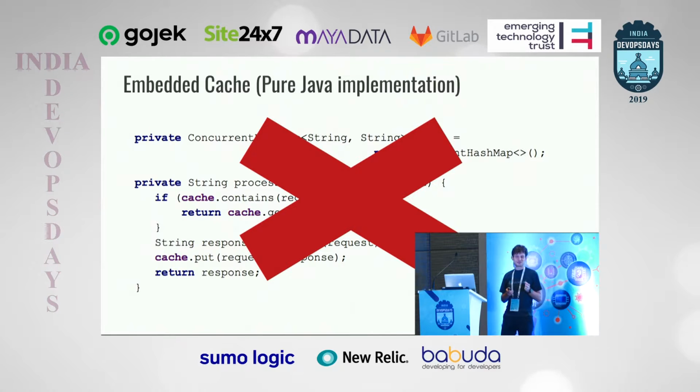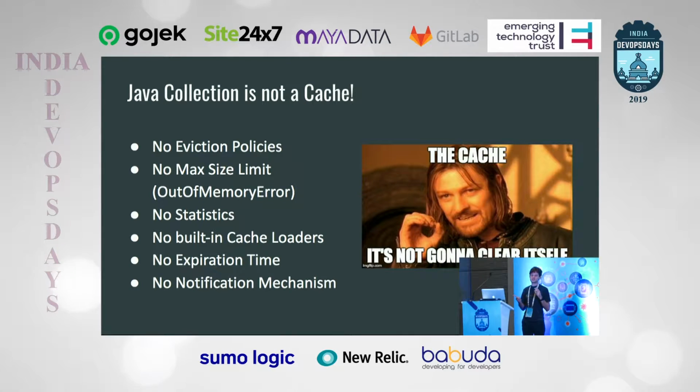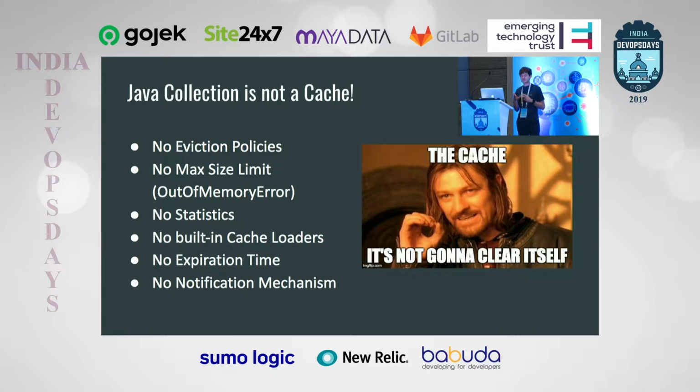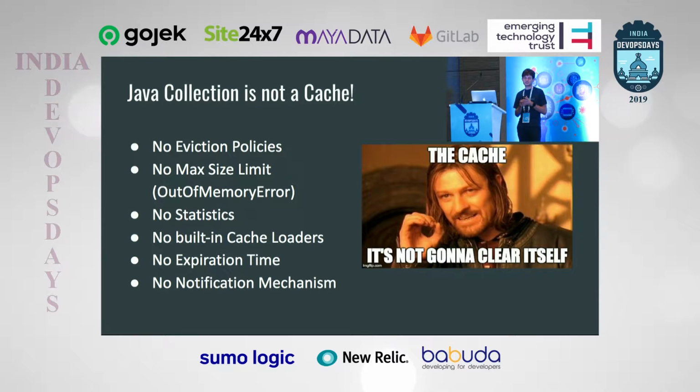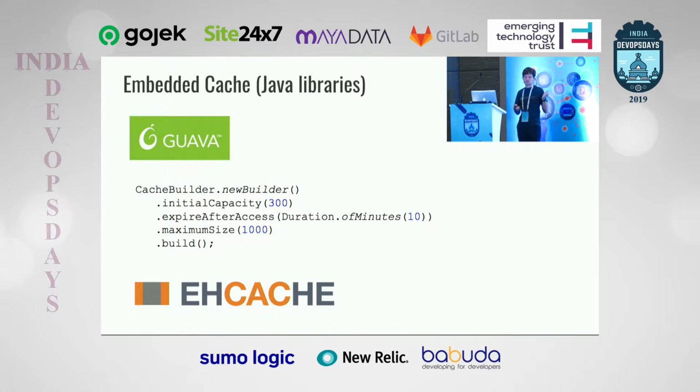Don't do it because a Java collection is not a cache. It has no eviction policies, no max size limit, no statistics, no built-in cache loaders, no expiration time, and no notification mechanism. So we could do way better than just using the standard Java library. For example, we could use some library dedicated to it, like Guava cache, which is very good in-memory caching. Then we define all these parameters, all these functionalities which are missing in Java concurrent hash map, while creating the cache. Another solution is Ehcache.